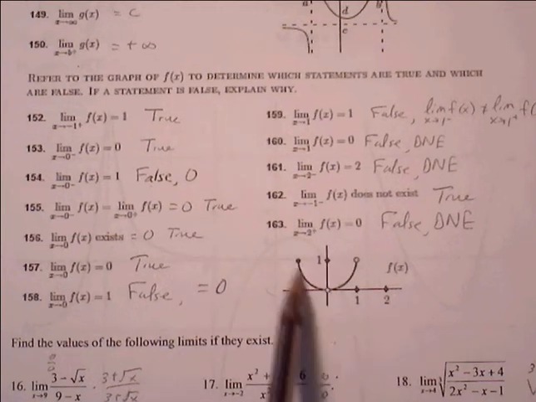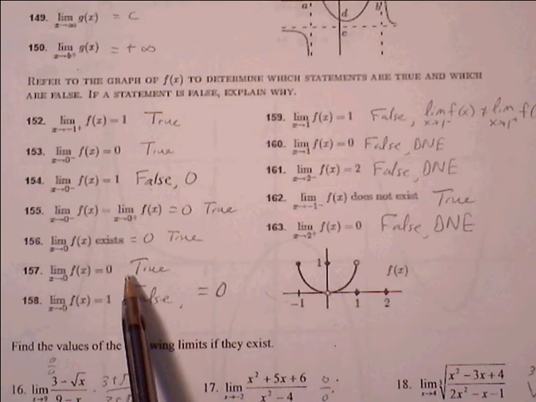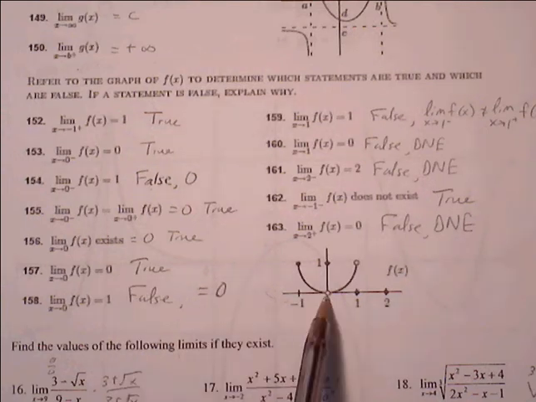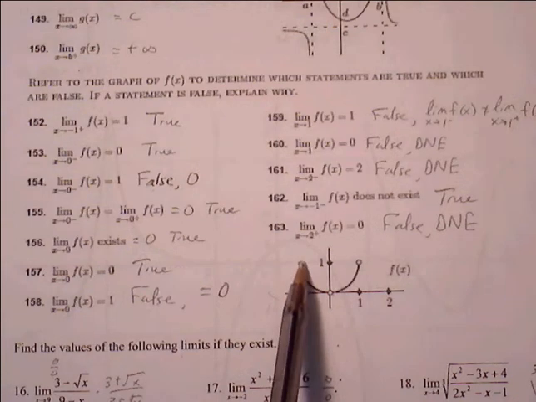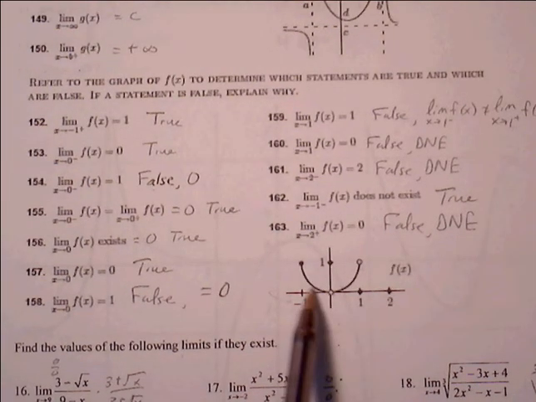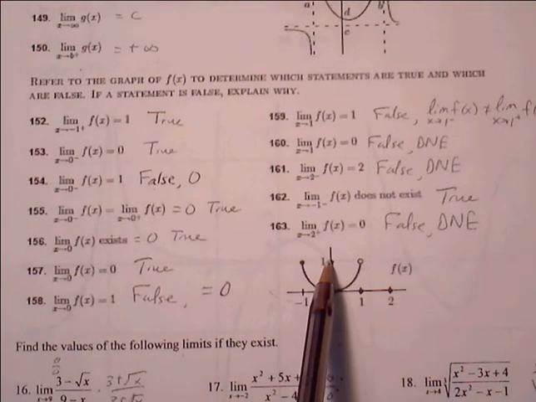Limit as x approaches 0 does exist, and it's equal to 0. Limit as x approaches 0 is equal to 0. We know that's true. And then limit as x approaches 0 is equal to 1. That's false, because as we approach 0 from both sides of 0, we're approaching this hole and not approaching that ordered pair. So false.